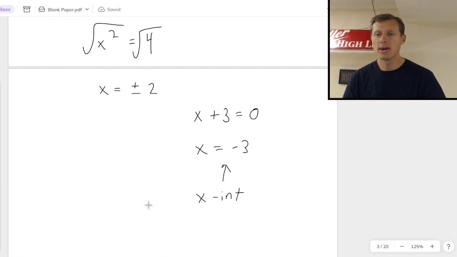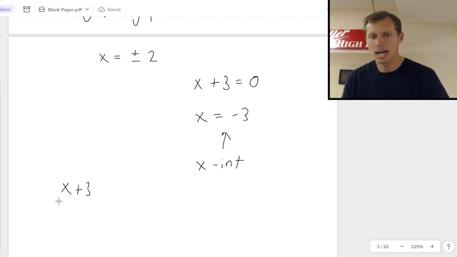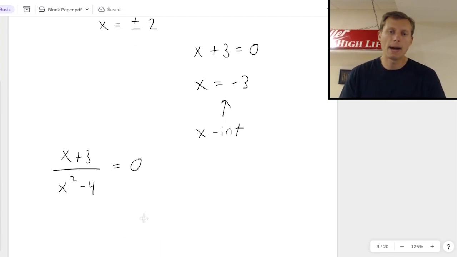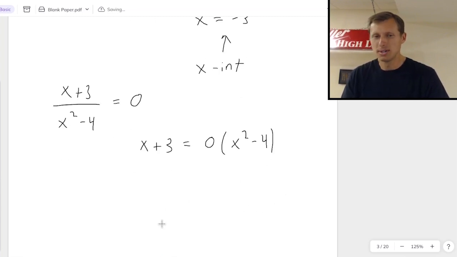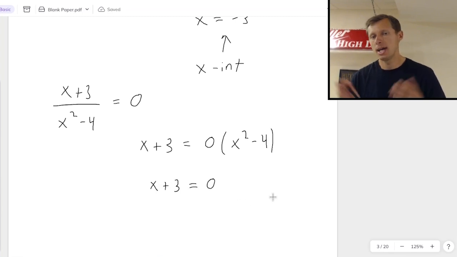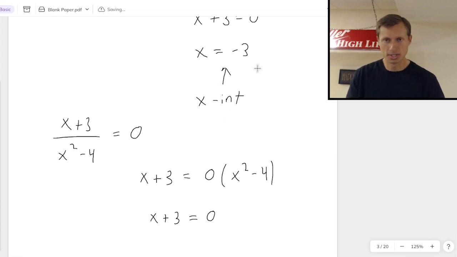You can always find the x-intercept by setting the numerator equal to 0. Technically, you're supposed to set the whole function equal to 0, but what happens is when I multiply the denominator on both sides, I get x plus 3 equals 0 times quantity x squared minus 4. Anything times 0 is 0. So that's why I can just set my numerator equal to 0. And that's going to get me my x-intercept, which I already did. It's x equals negative 3.